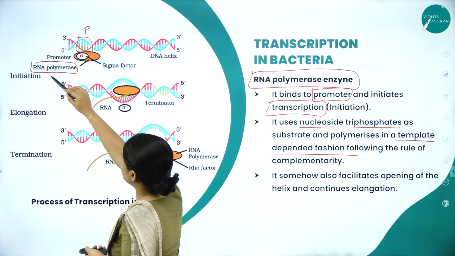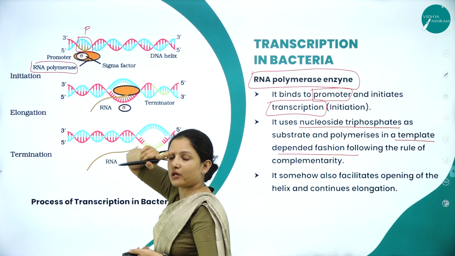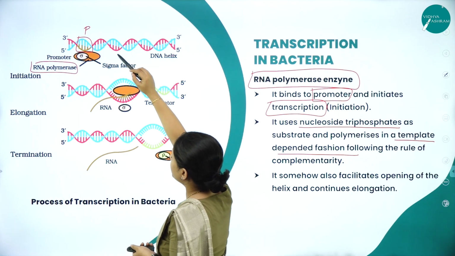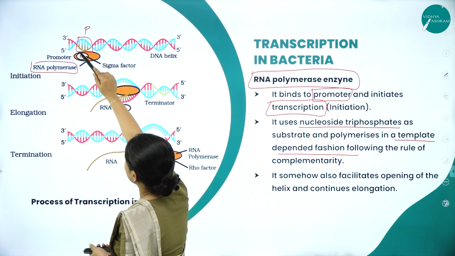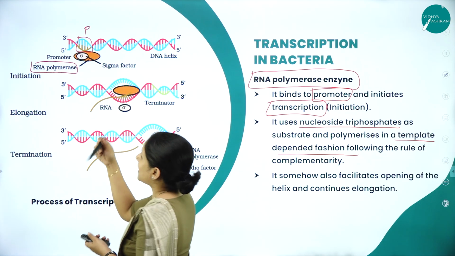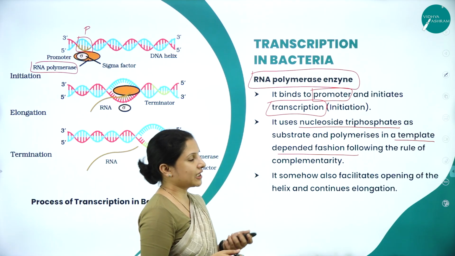So RNA polymerase will bind to the promoter region on one of the DNA strands. Which strand? The coding strand, right? It will bind to the coding strand, and along with the sigma factor, it will start synthesizing, making use of the substrate, nucleoside triphosphate.